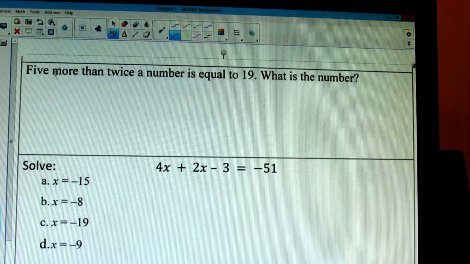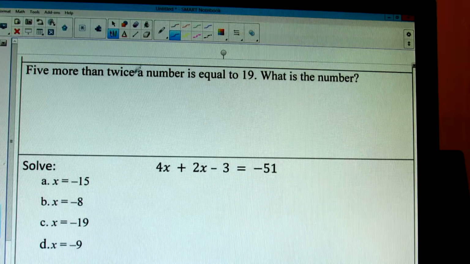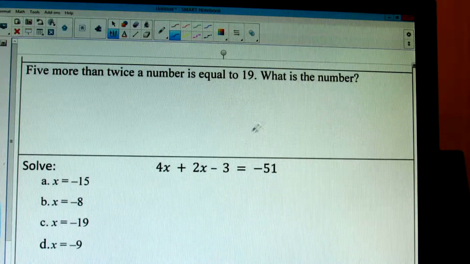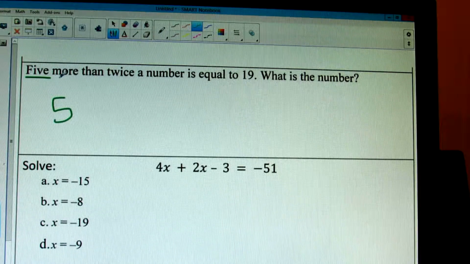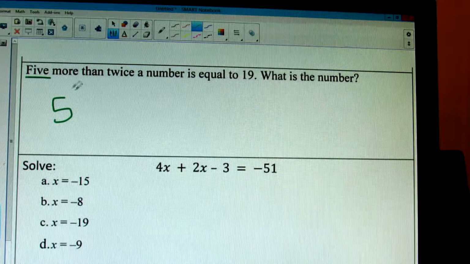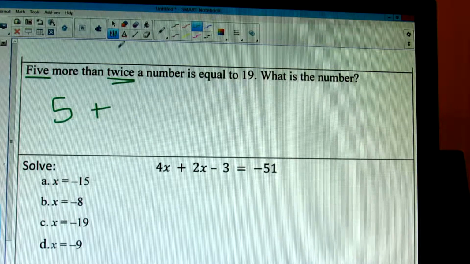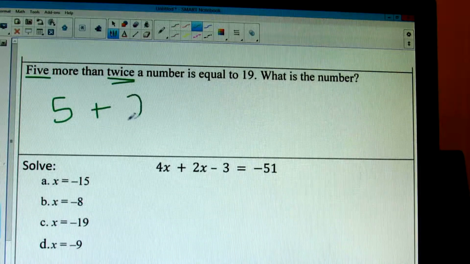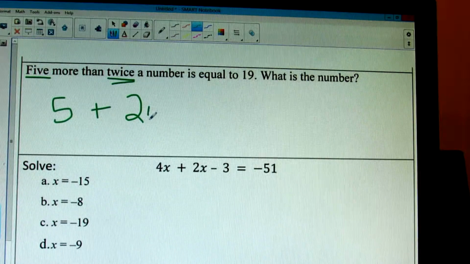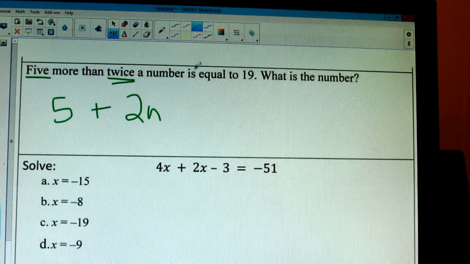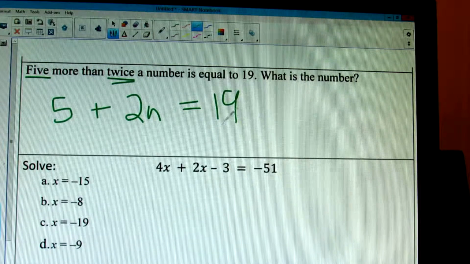Next question. This is a nice simple translation question. What is the number? 5 more than twice a number is equal to 19. Okay. Read it one more time. 5, that's 5, more than is a clue word for adding. Twice a number. Twice means 2 times. 2 times a number. They don't tell me what the number is, so I can call it anything. Let's call it n or x, whatever you'd like. Is equal to, that's equal sign, 19. There we go. What is the number?